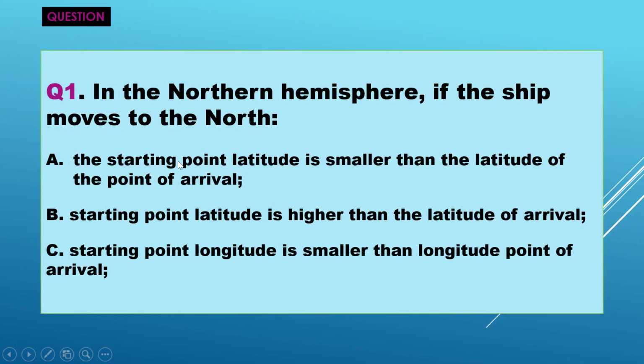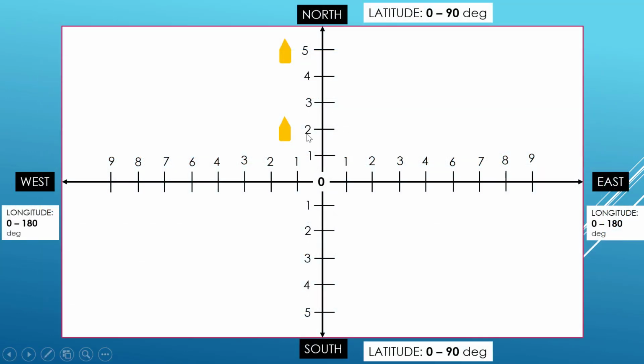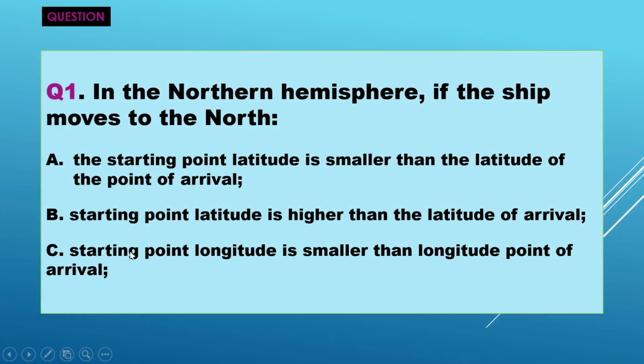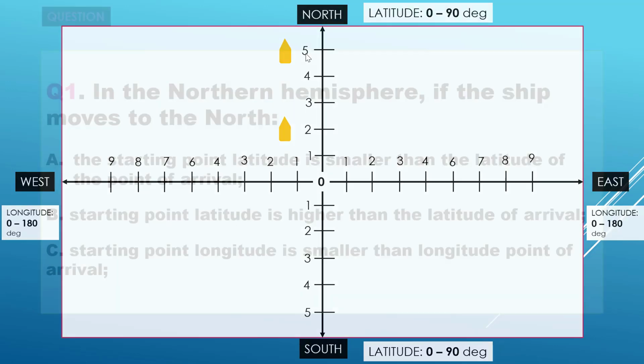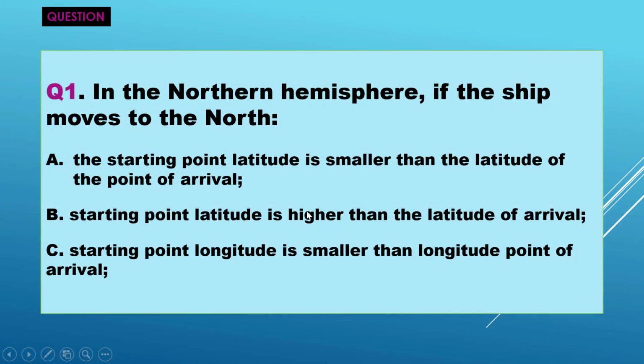That means A is correct. So B said starting point latitude is higher. Starting point latitude is 2. It's not higher. It is lower. The starting point latitude is higher than the latitude of arrival, that is a false statement. So it means B is not correct.